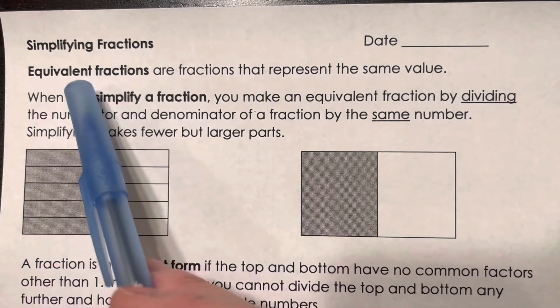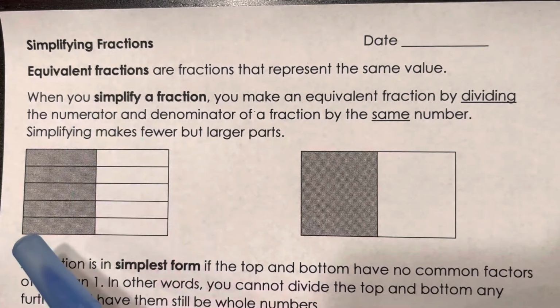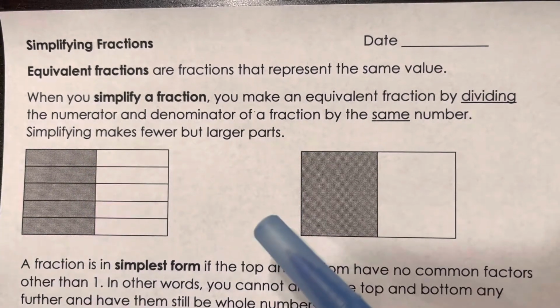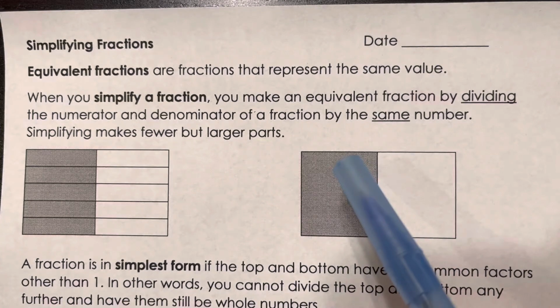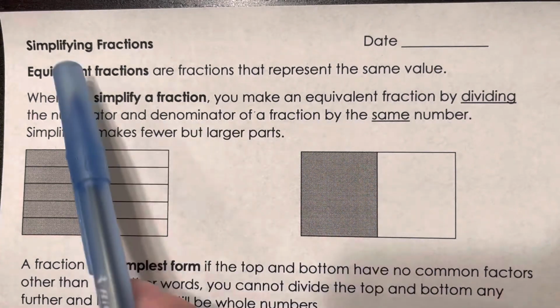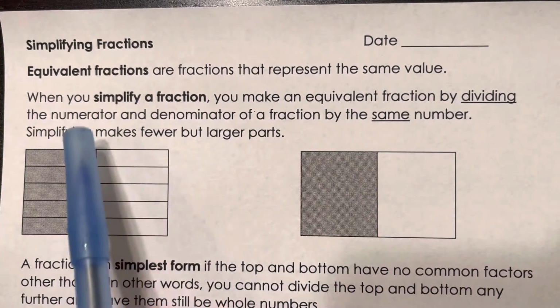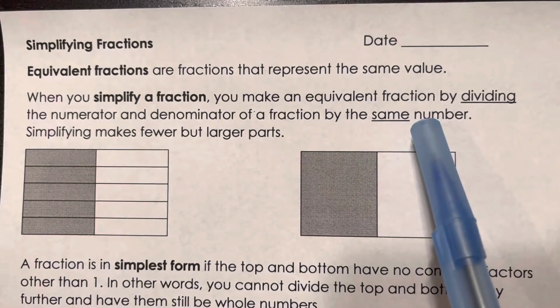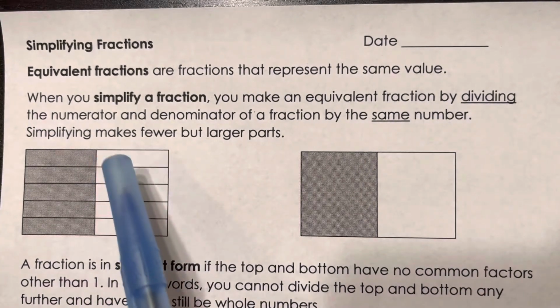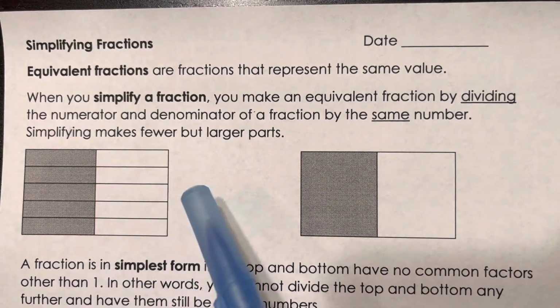To start off, you should remember the definition of equivalent fractions, and those are fractions that represent the same value. We spent a lot of time in our first unit looking at those fraction bar diagrams, seeing which fractions take up the same amount of space to identify equivalent fractions. When you're simplifying a fraction, you're making an equivalent fraction, and you're doing that by dividing the numerator and the denominator of the fraction by the same exact number.